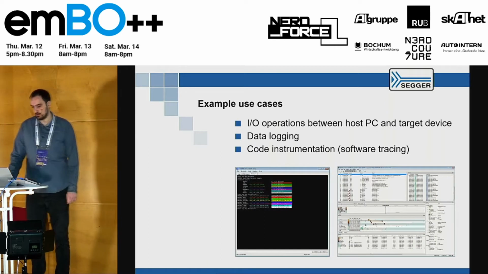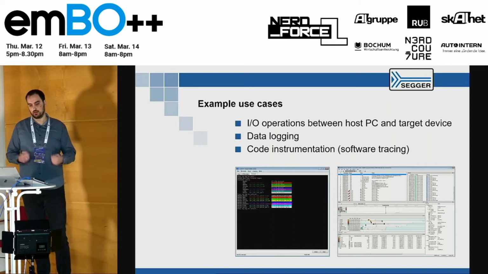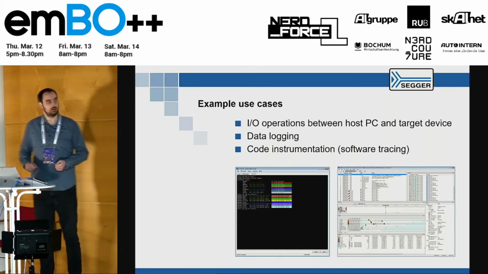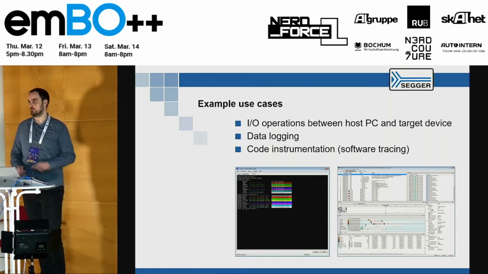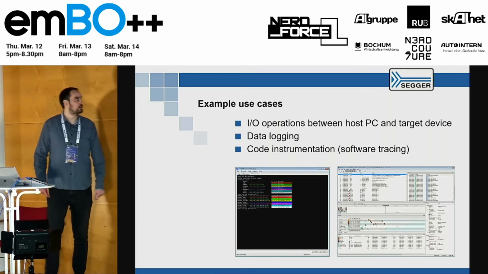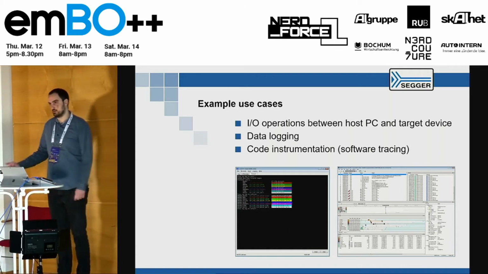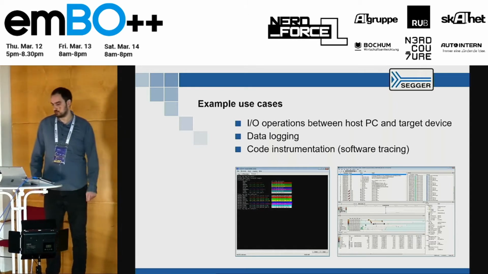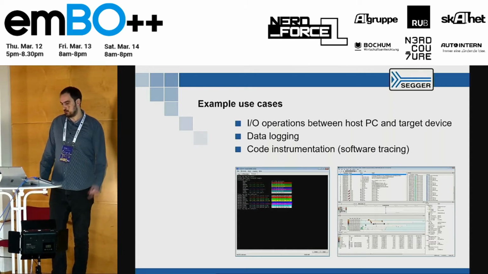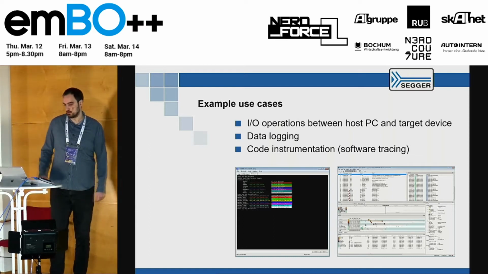All right, what are example use cases? So you can of course do I/O operations, so you can either extract data from your target, or you can also use this as an input device if you want to test things with a user input or want to change variables while debugging. You can also do it in that direction. So, as I said, data logging, but also because of this high data rate and the low impact on your system, you can do code instrumentation or software tracing with this, which our SystemView, for example, is based on, which I can also show you in demos outside if you're interested.